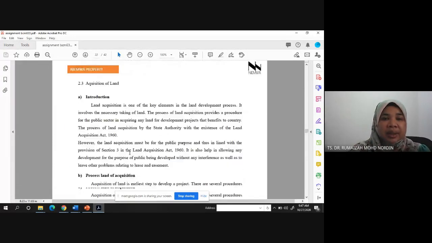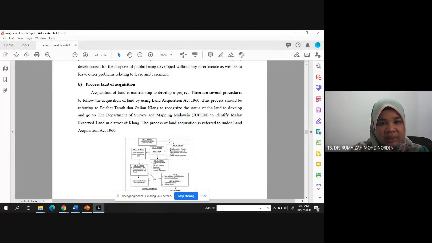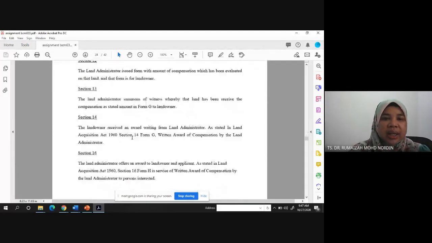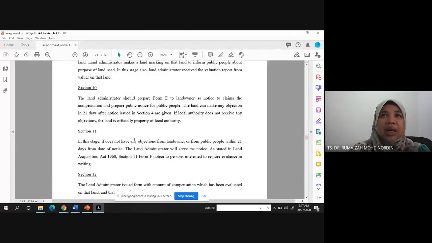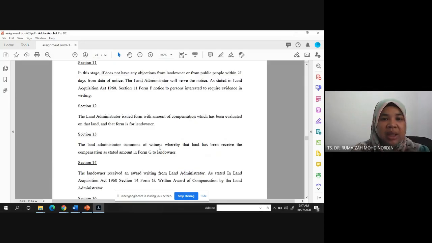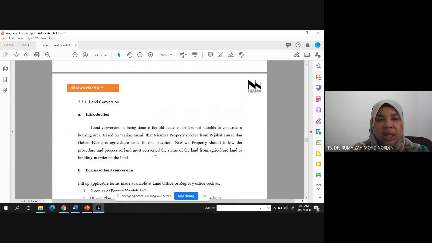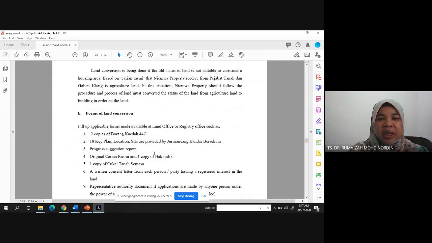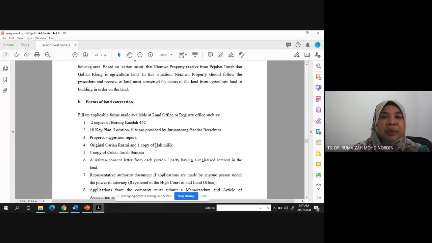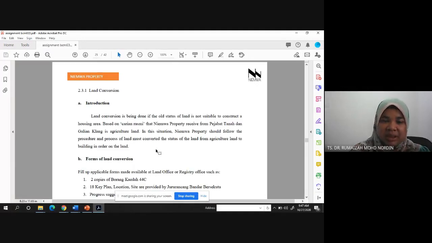Okay. And then dia cerita pasal land acquisition. Untuk land acquisition ni, jika sekiranya you are doing certain processes yang melibatkan forms, you need to download that forms and mention it is in appendix whatever. Okay, I want you to actually get the feel of okay, inilah inilah borangnya. So in the appendix.